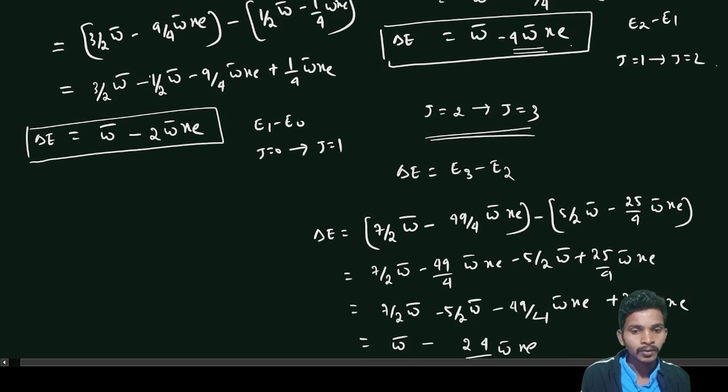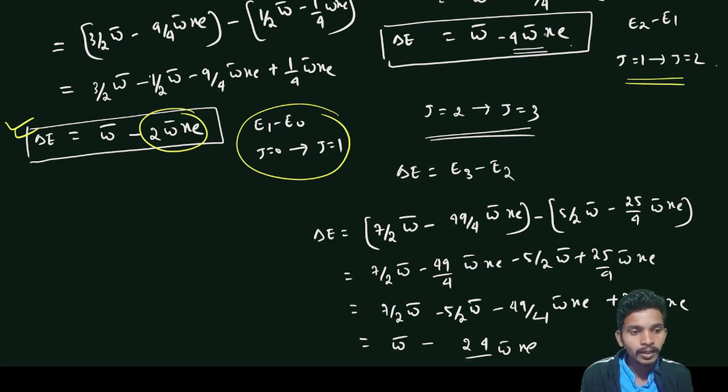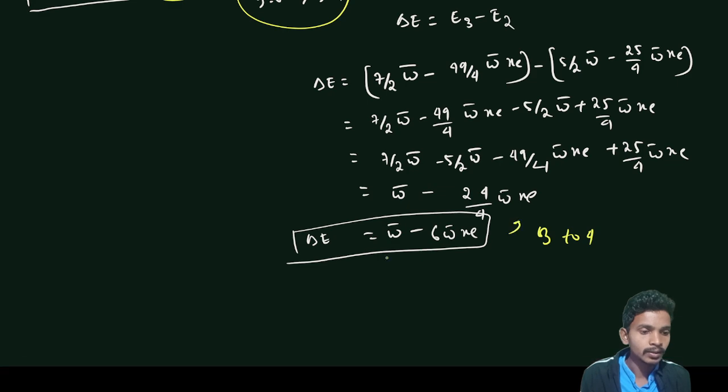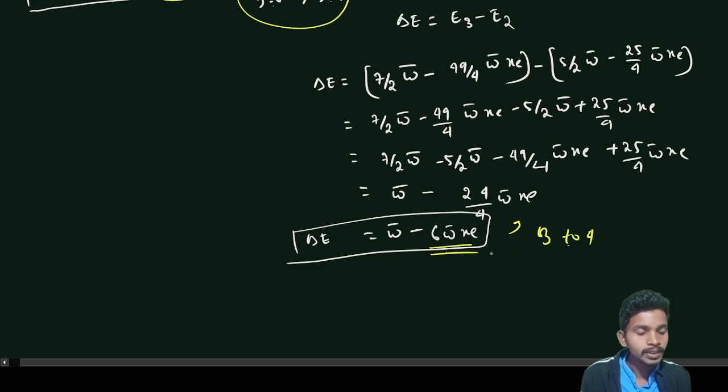It means that, see the values. Whenever I am doing 0 to 1, I am getting this much: from omega I am subtracting 2 xe. Whenever I am doing 1 to 2, I am subtracting 4, and for 3 to 4 I am subtracting 6. It means whenever going to higher energy, G0 to G1, G1 to G2, the value which I am subtracting is increasing. See, 0 to 1, 2; 1 to 2, 4; 3 to 4, 6. So whenever I go higher, this negative value is increasing.